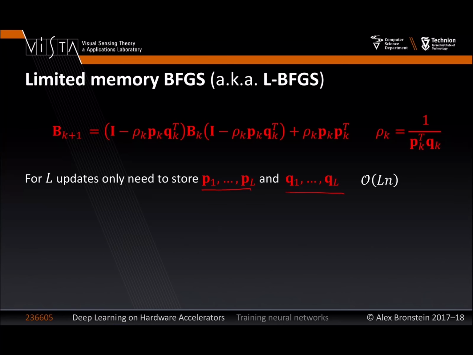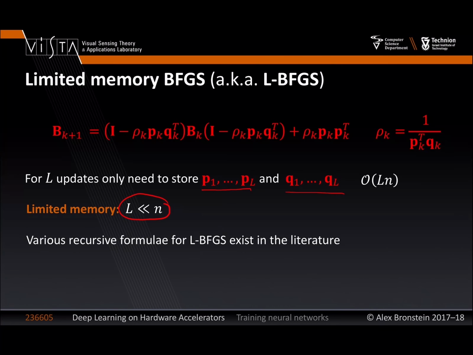Not n squared. And here we get to what is called the limited memory version of BFGS. Limited memory means that our memory allows us to store a number of updates backwards, which I'm denoting by capital L. It's a poor notation because L is our loss function, but this is how it is denoted in the literature. L is much smaller than the model size, than the number of parameters. There are many ways of doing it. There are some two-step recurrent formulas that exist in the literature. I'm not going into exact details.